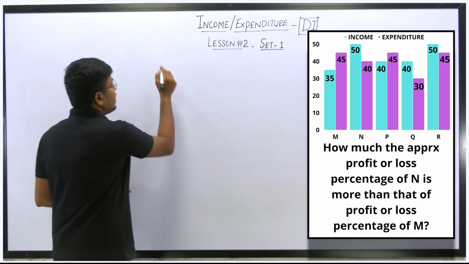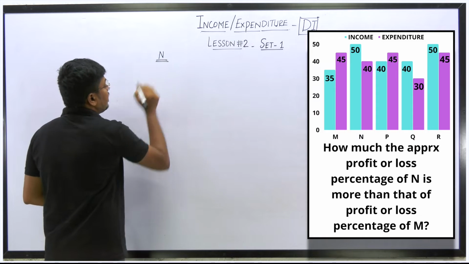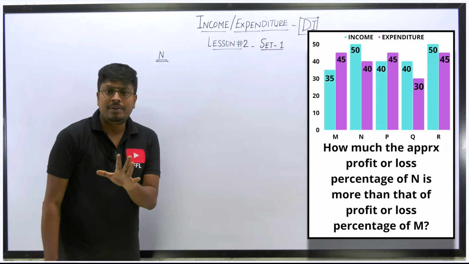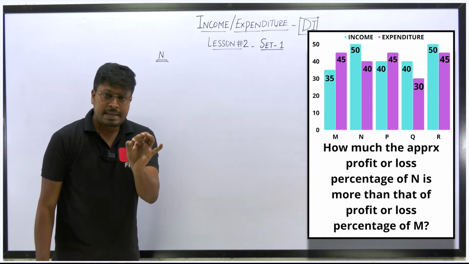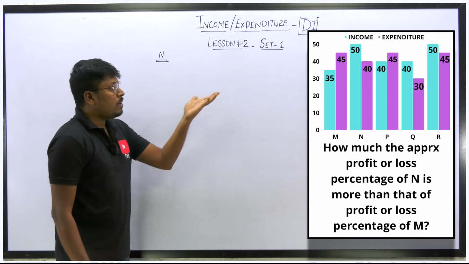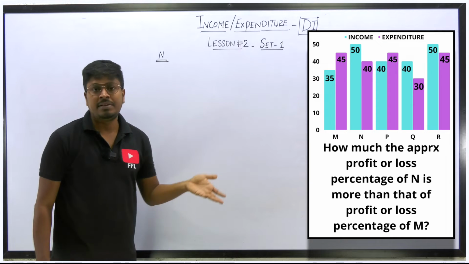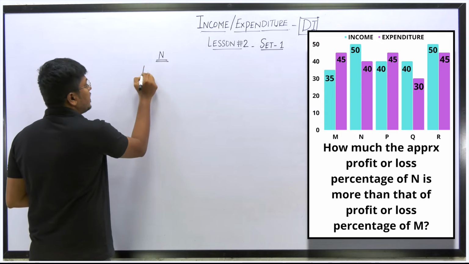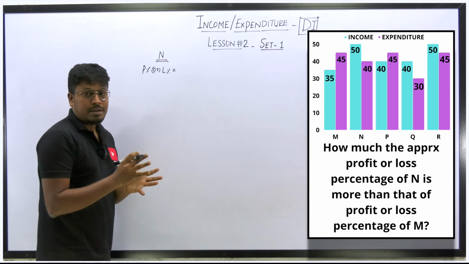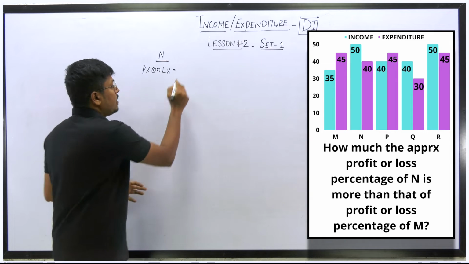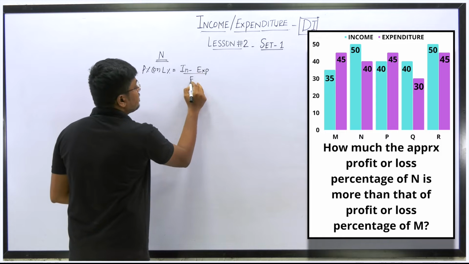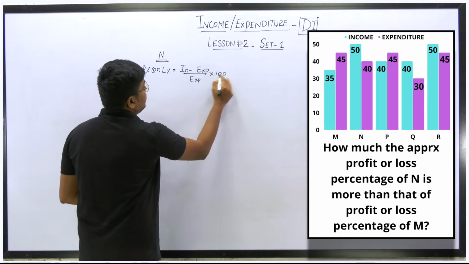So first what we can do here is, we can find whether company N is getting profit or loss percentage. So what is the formula we learned for profit percentage? Income minus expenditure divided by expenditure into 100. If you don't know the formula, just look at the chart. In the chart itself they have given the formula, right? So profit or loss percentage, we don't know what we are going to get here. If we get a positive value, then it is a profit. If we get a negative value, then it is a loss, right? But the formula is income minus expenditure divided by expenditure into 100. Got it?